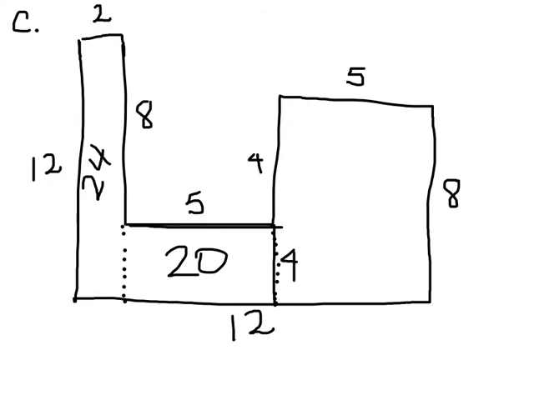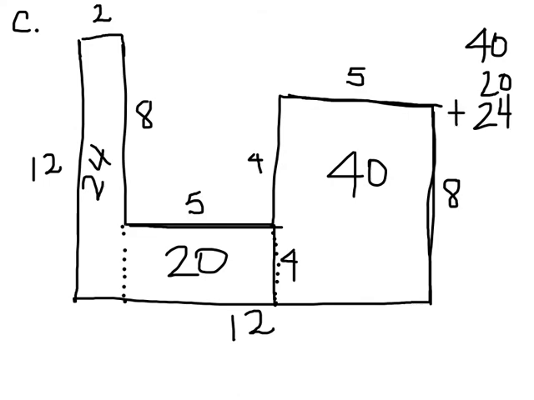And then for my last rectangle here, I've got a width of 5 and a height of 8. And 5 times 8 is 40. And now I'm simply going to add the 40, the 20, and the 24 to get 84. So I'm going to write that as 84 feet squared.